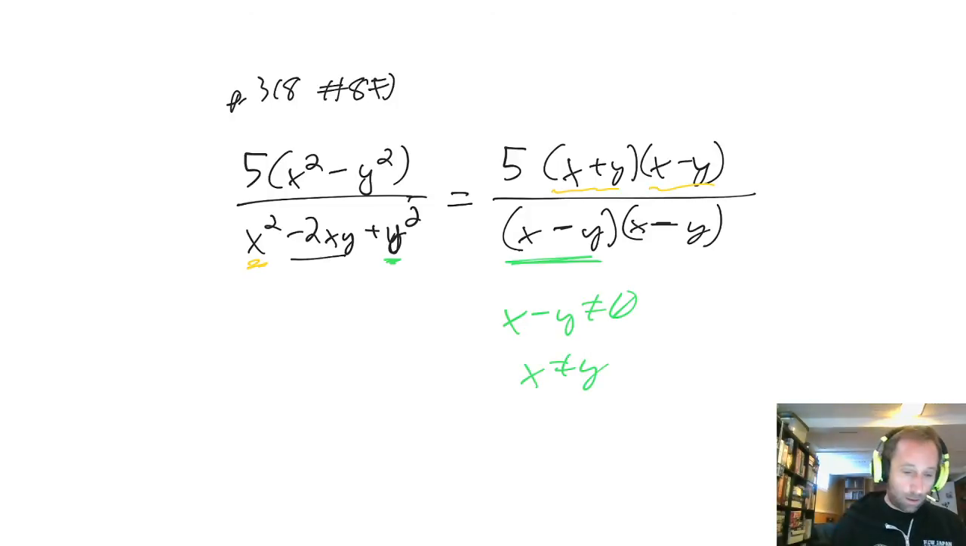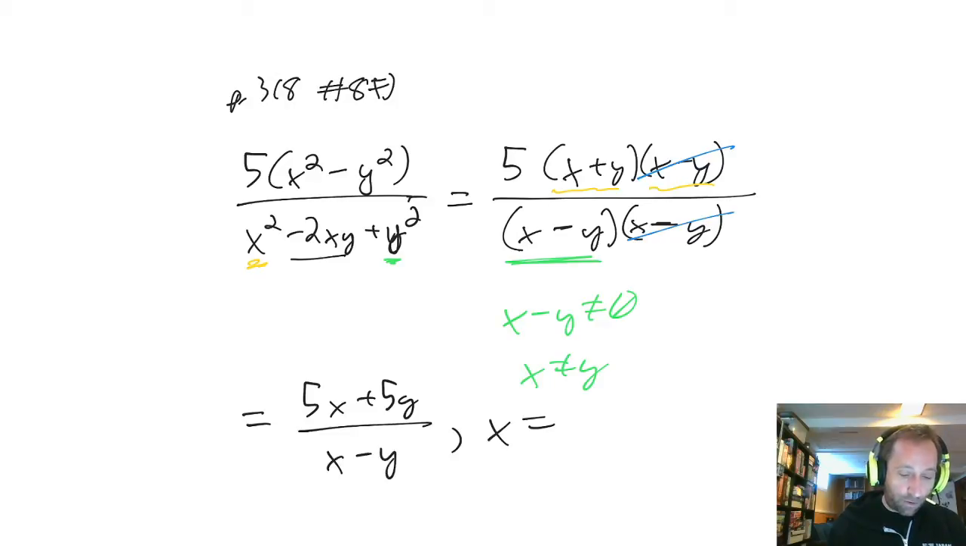So we have a factor that is in common in the numerator and denominator. So x minus y divided by x minus y is equal to 1, provided that x is not equal to y. So therefore our answer is, and I'll do this one expanded since I did the previous one not expanded, I guess. So 5x plus 5y divided by x minus y with the restriction that x cannot be equal to y.